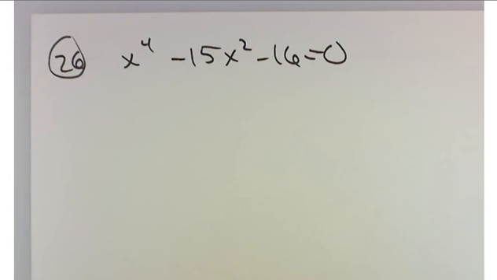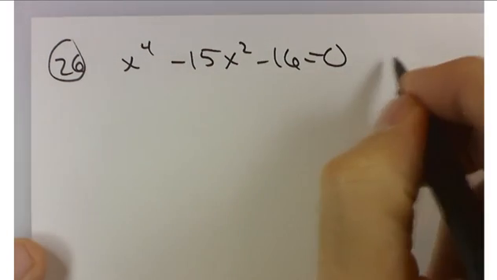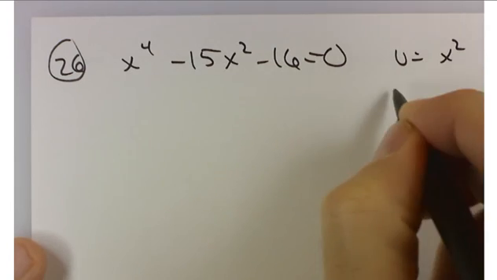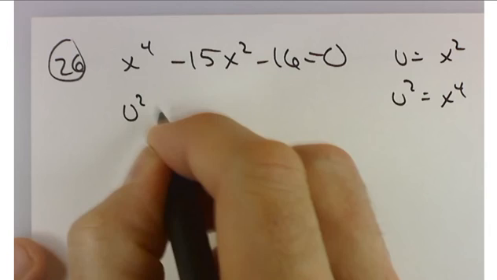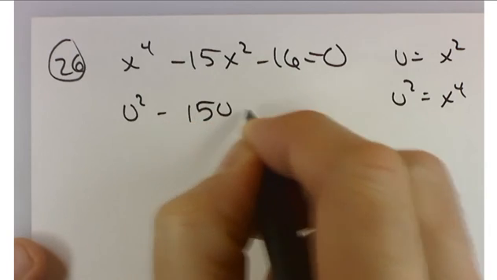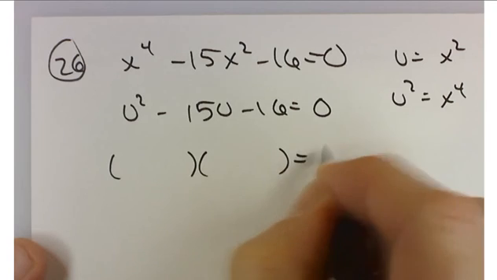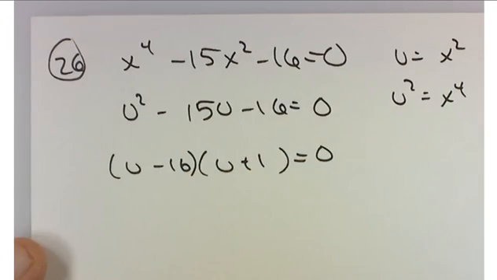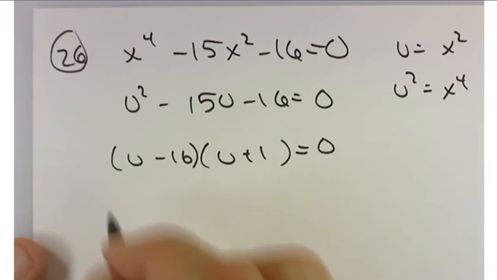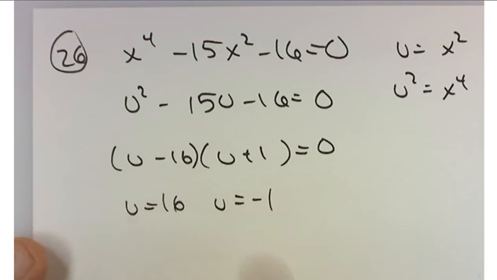Okay, so let's think here. We're going to let u equal x squared. U squared equals x to the 4th. So this equation becomes u squared minus 15u minus 16 equals 0. And that factors into u minus 16 times u plus 1. And that gives me two solutions of 16 and negative 1, just changing the sign there.